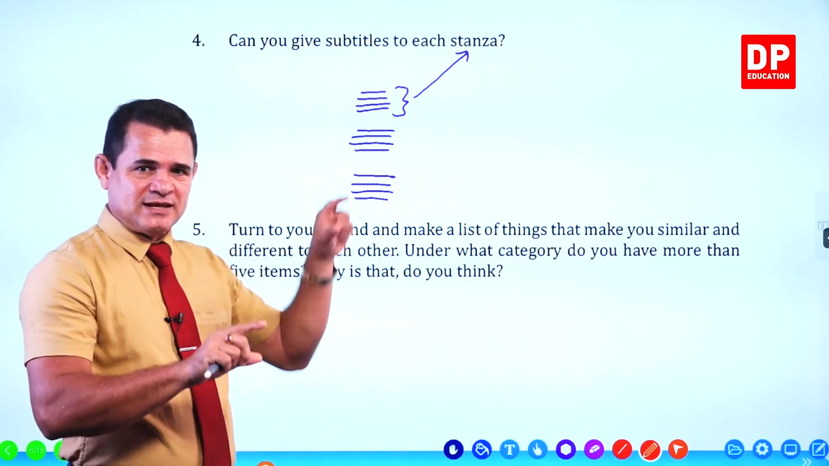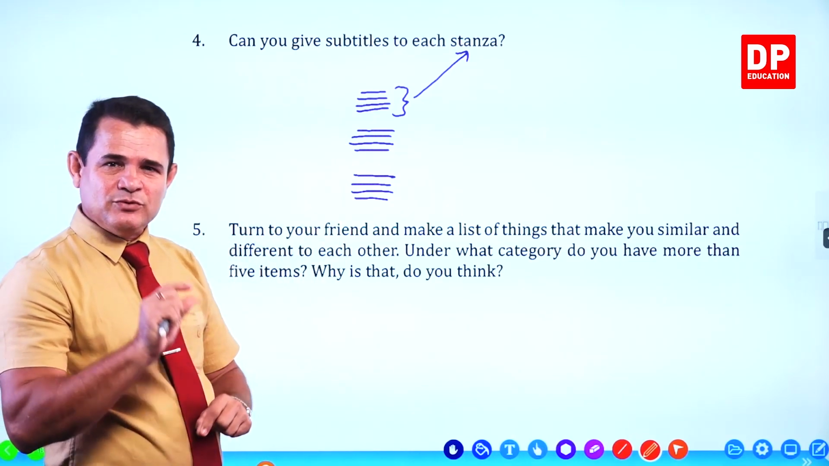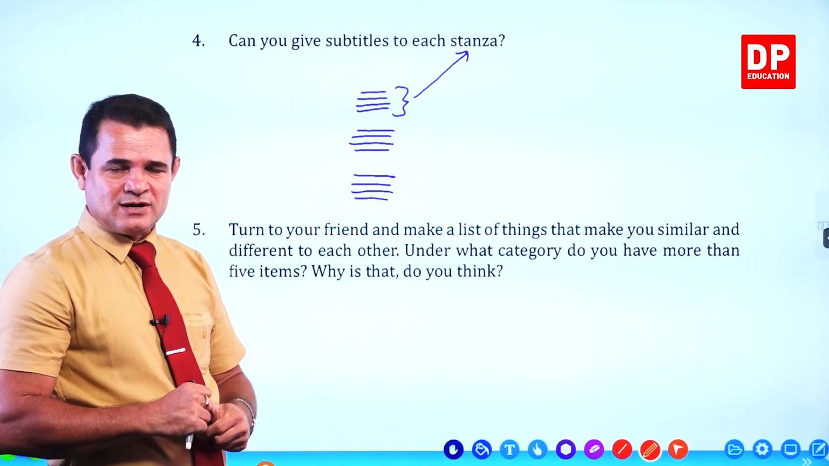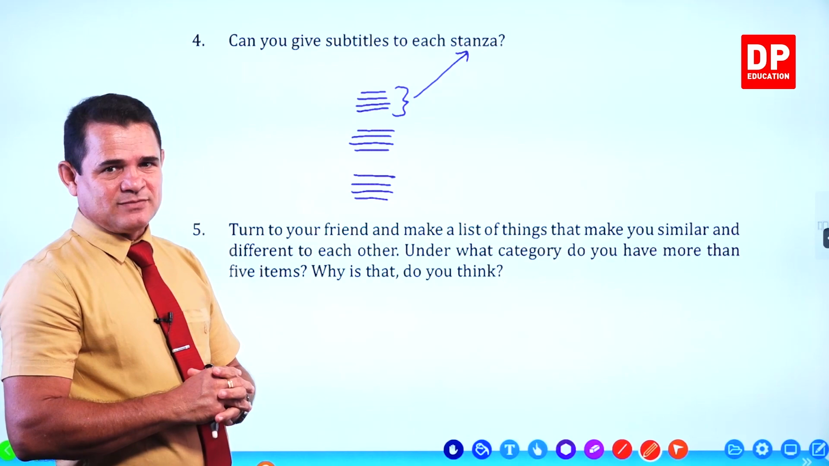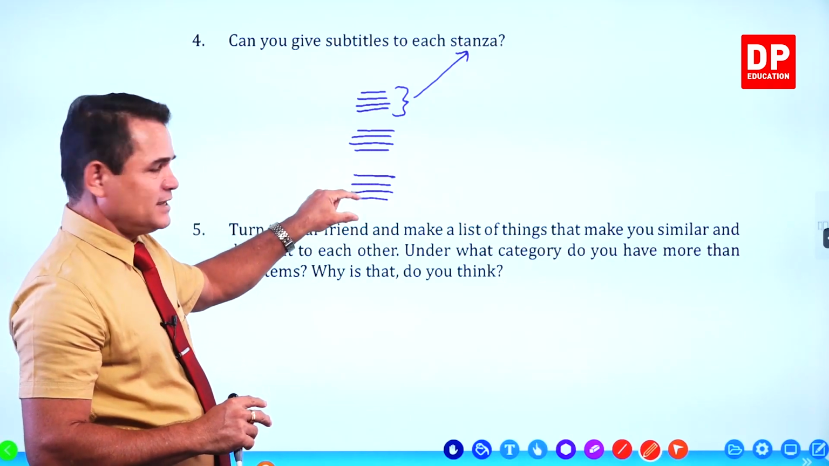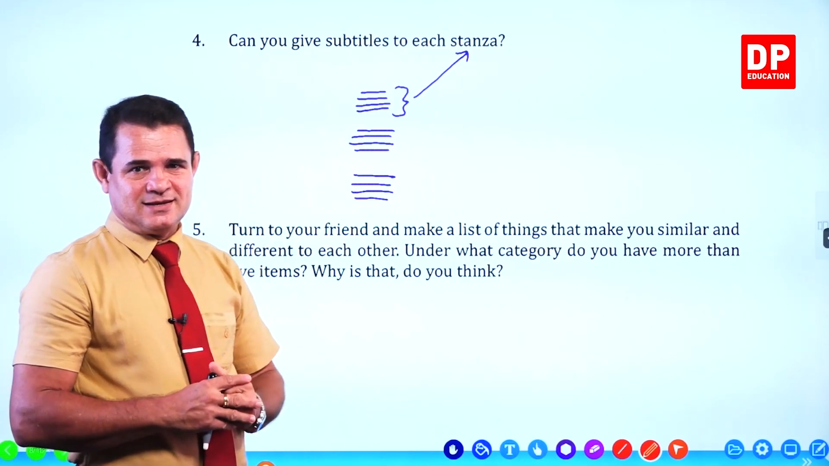Now there was one stanza. It was about the family. So give a small title, a subtitle like family. Right? Or colors of the skin. Something like that. For different stanzas, give one subtitle per stanza.